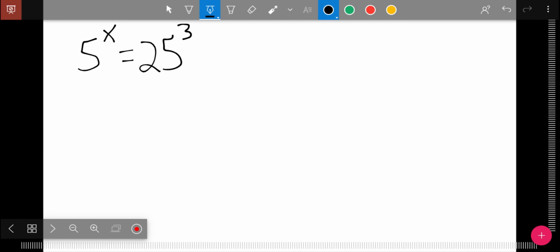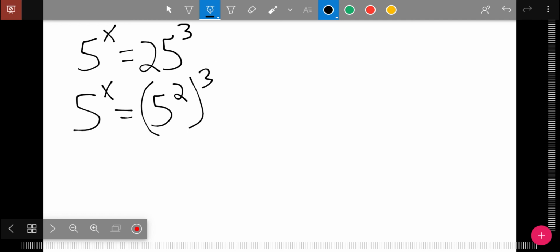Now, they're not the same base, but I know 5 squared makes 25. Or if you had a calculator, you could keep trying it: 5 to the second, 5 to the third. Does any of those make something that's equal to 25? Well, yes. So 5 squared is 25.